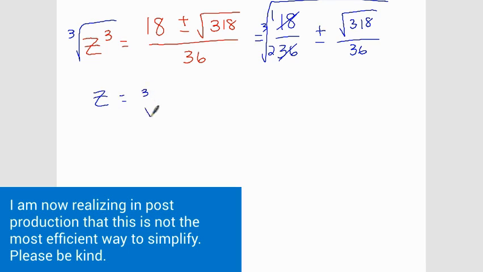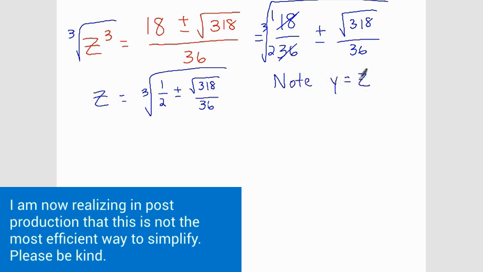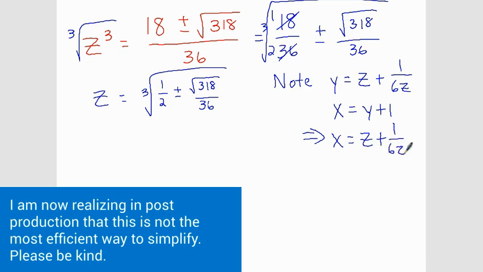We get the cube root of 1/2 plus or minus root 318 over 36. Now, we have to simplify this somehow, because remember, this is z. This isn't x yet. So let's note that y is equal to z plus 1 over 6z. And then let's also note that x was equal to y plus 1. This implies that x is equal to z plus 1 over 6z plus 1.